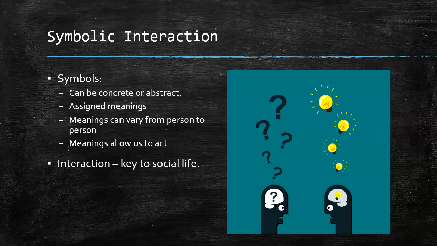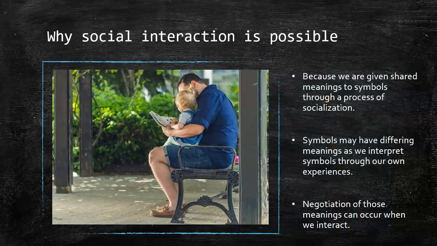This theory sees that the interaction that we have with one another is key to social life and being able to understand our social world. Social interaction is possible, and I can't reiterate this enough, because of those shared meanings. And we achieve those shared meanings through processes of socialization.